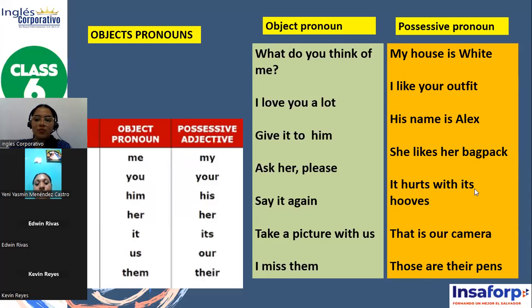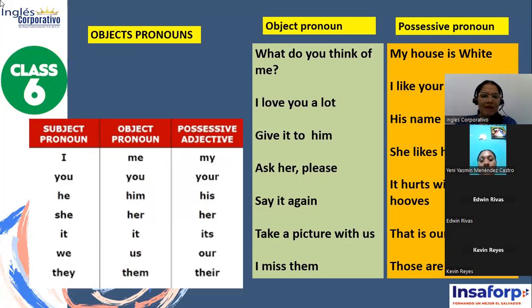It hurts with its hooves. Let me see, hooves. Yeah, hooves, I think. Eso lastima con sus pezuñas. O sea, las pezuñas de eso. Puede ser un animal, right? That is our camera. Esa es nuestra cámara. And those are their pens. Sus lapiceros.